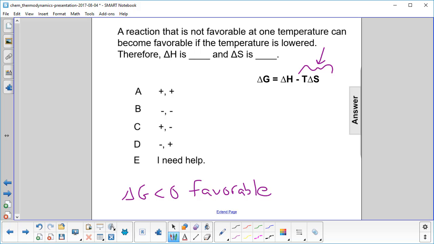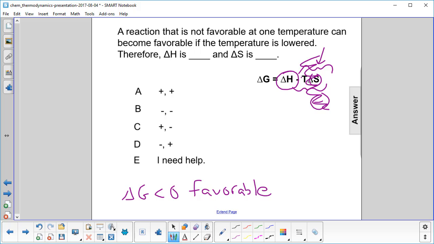If we want it to be not favorable, we need delta G greater than 0. The only way to make that happen is to have delta S negative, because then the negative here times negative here gives you a positive, so it will not be favorable. When you lower the temperature, that makes this term less important, and this term is going to predominate.